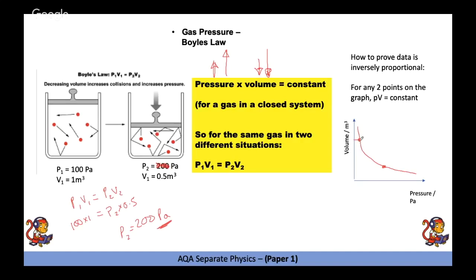So you pick 2 points on the graph, and now you've got your V1 and P1, and you're going to do P1 times V1, and that will give you a number. And then to prove that this is an inversely proportional relationship, pick another point on the graph, and that can be your P2 V2, and P2 times V2 should equal that same number. Okay, that's how to prove that it's inversely proportional.